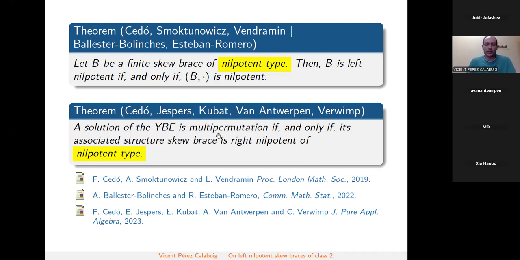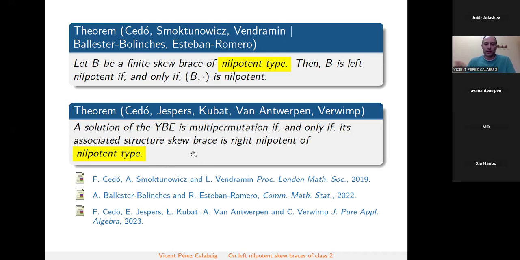And the same holds in the case of the second result. If we take a solution whose structure skew brace is a trivial skew brace isomorphic to a simple group, then it is right nilpotent because again B star B is equal to 0, but the solution is also far from being multipermutation because we cannot consider quotients as we are working with a simple group. So in the sequel, we are going to pay special attention to the nilpotent type case, which means that the additive group is nilpotent.